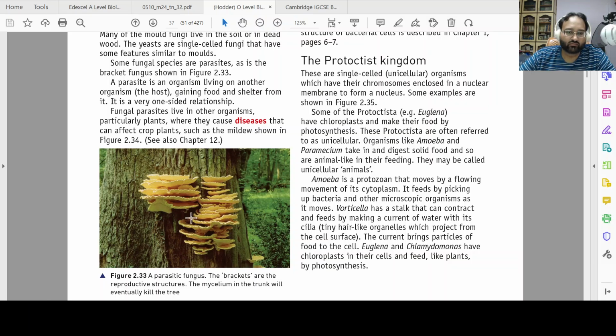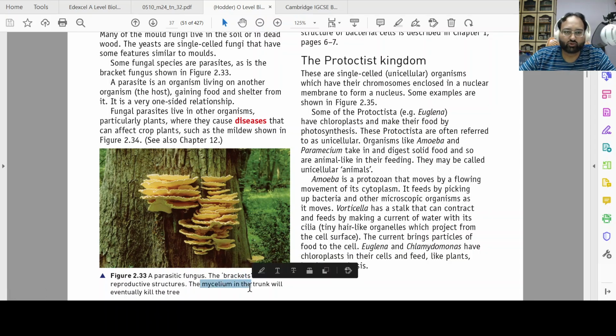That is not a mushroom, that's a bracket fungus? Yes. That looks like a mushroom. It's technically not a mushroom, right? So the brackets, as they say over here, the ones that you can see growing on the trunk, they are actually reproductive structures, right?